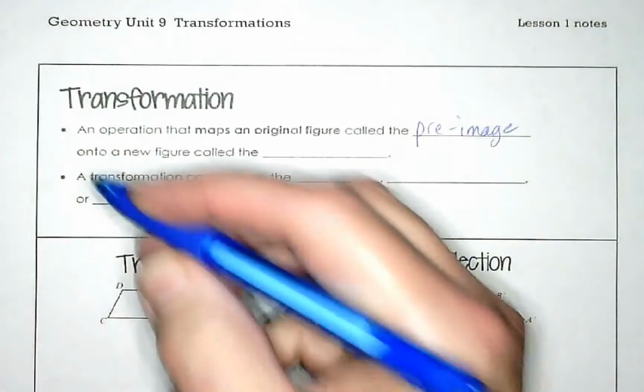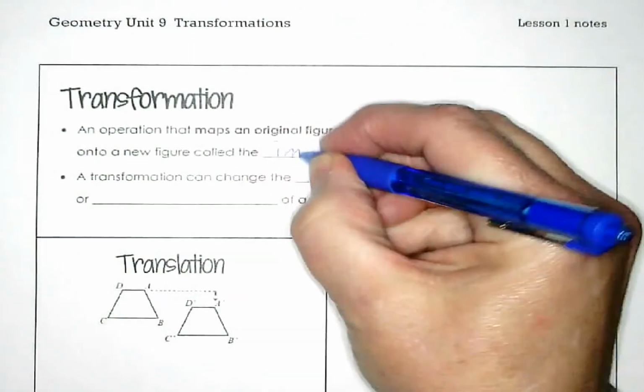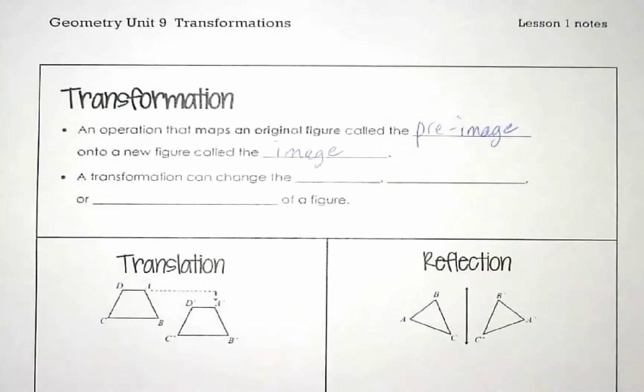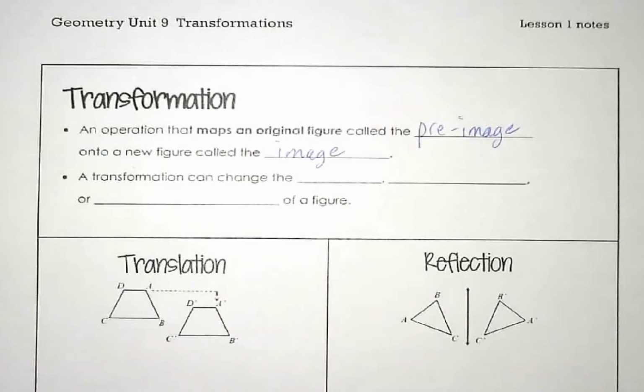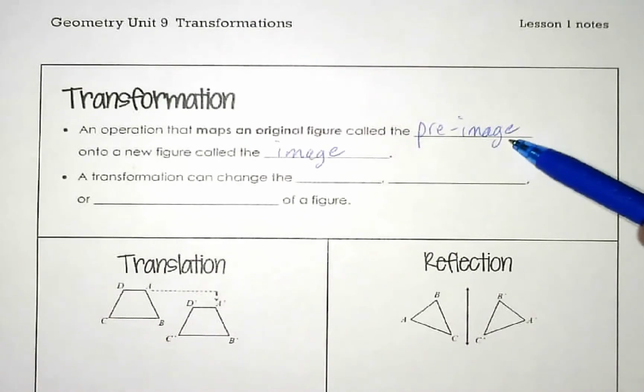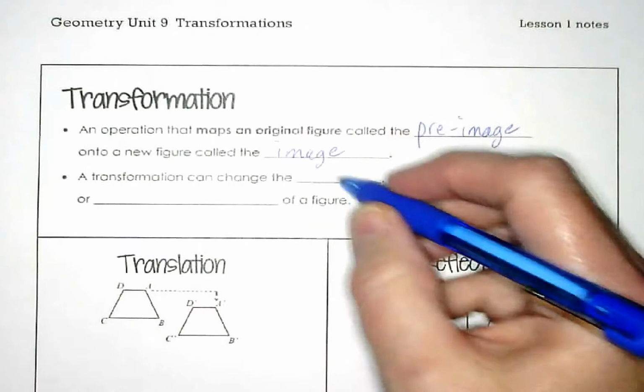Okay, that's the one we're going to start with, onto a new figure called the image. Now when it says maps, that's going to be some rules that we're going to use, and I'll explain that in just a second. A transformation can change the pre-image, the one that we start with. It can change it in several different ways.